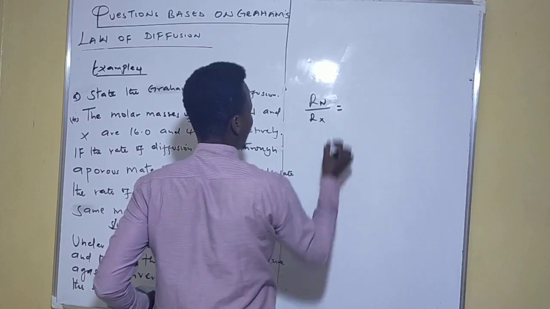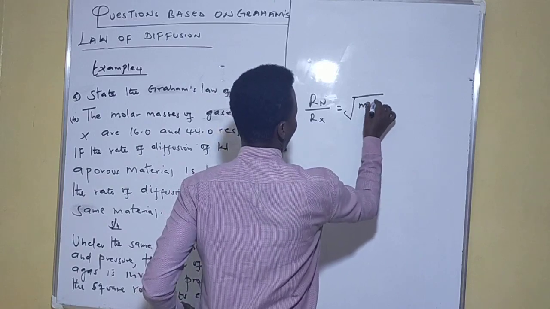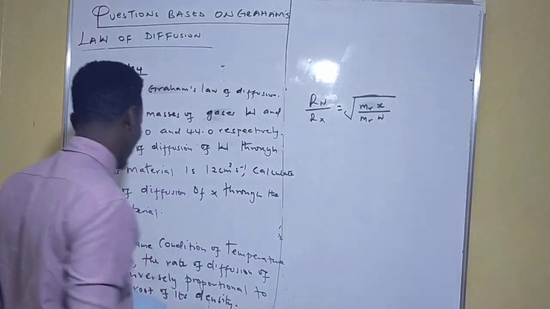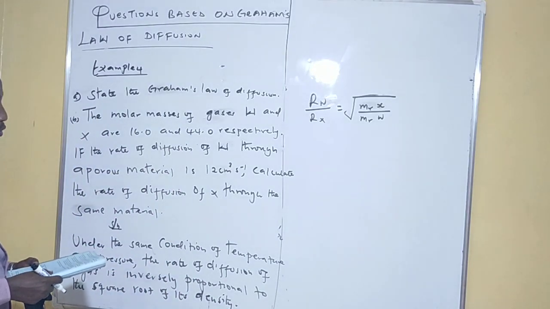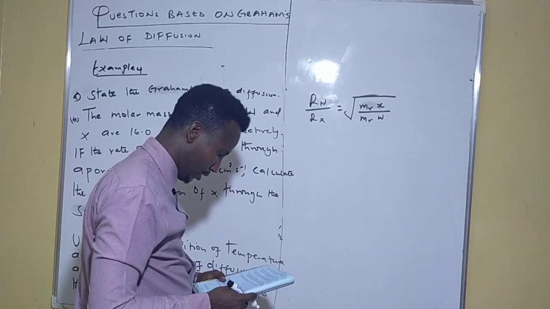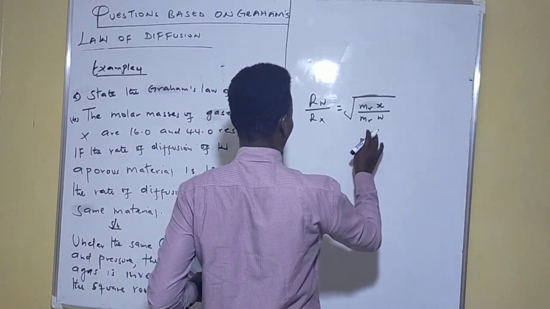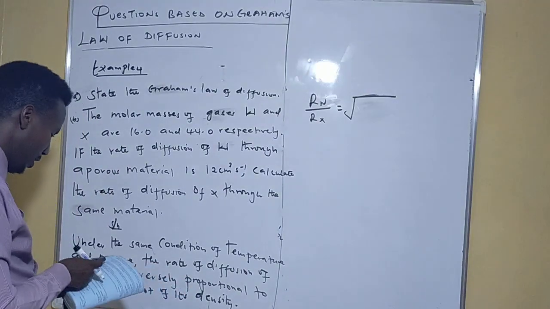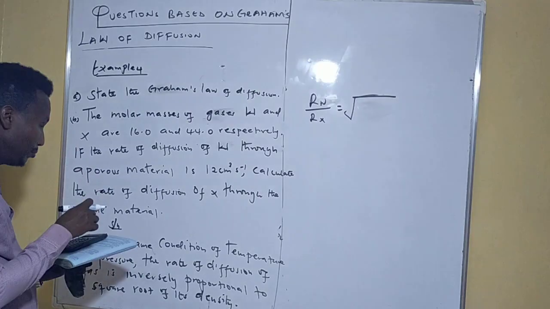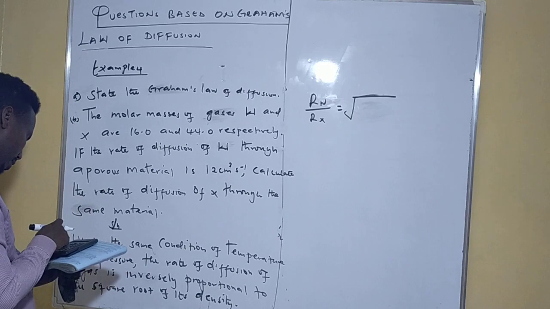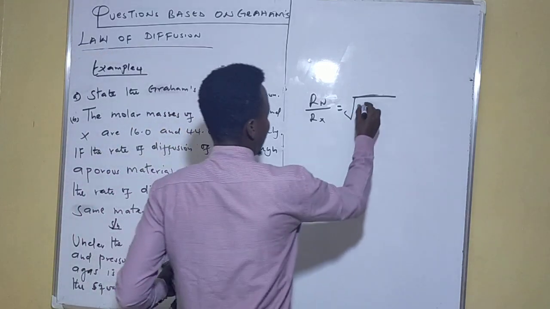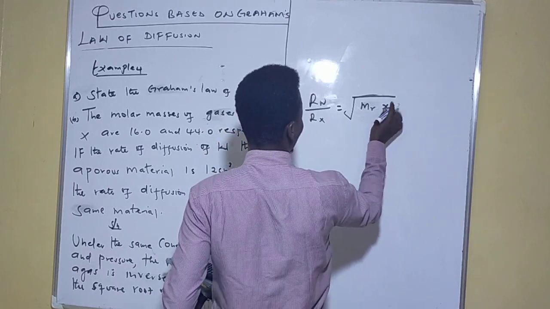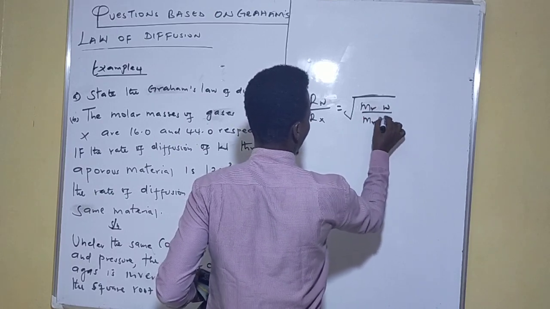So we are going to say rate of W over rate of X is equal to the square root of the molecular mass of X divided by the molecular mass of W. So in our calculator, before we proceed with that, this is what we'll be having. X is 44, divided by 16, so MR of X over MR of W, under the root.